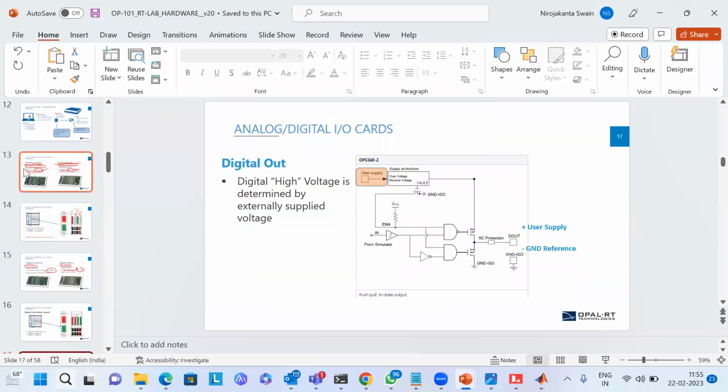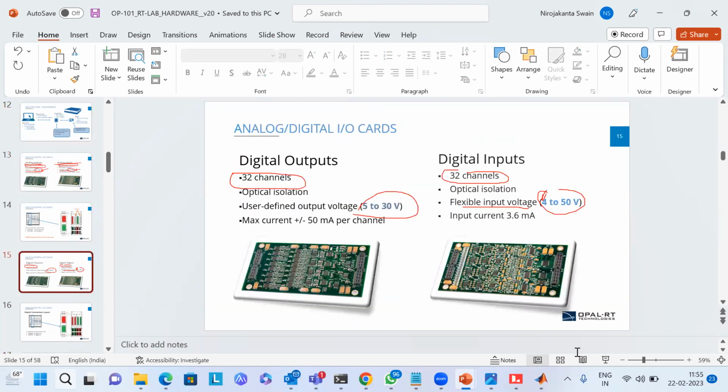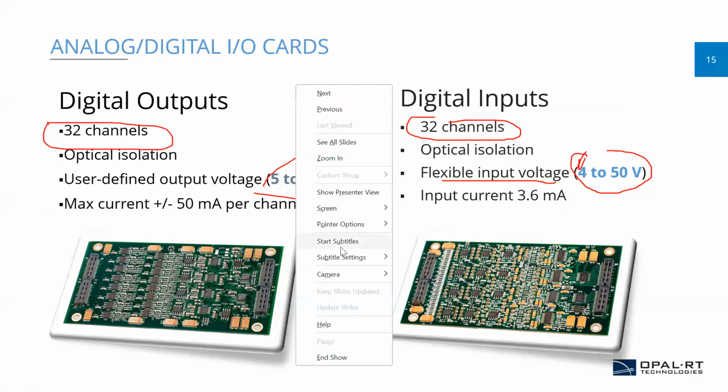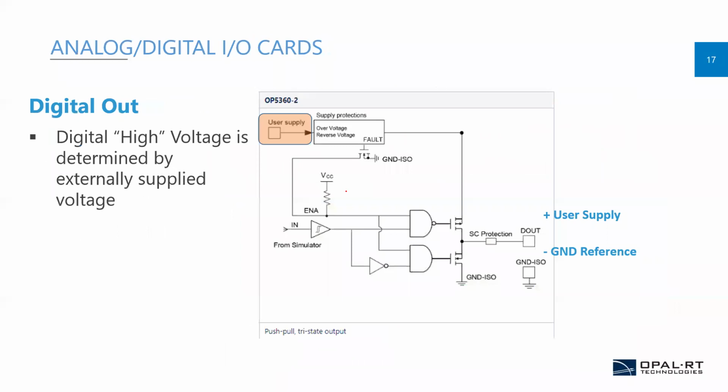So for digital output, a user defined voltage is required, 5 to 30 volt. Whatever we give as this user supply, suppose your user defined voltage is 12 volt, then you will get output like 12 0, not 1 0, 12 0. It will be multiplied with your user defined voltage.